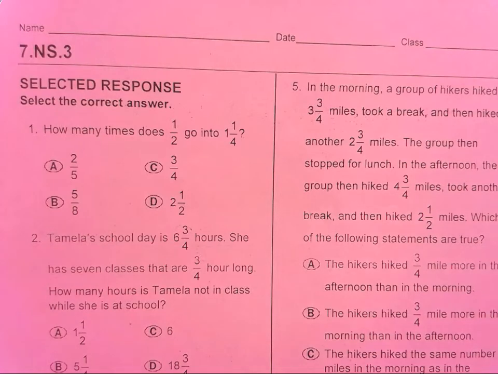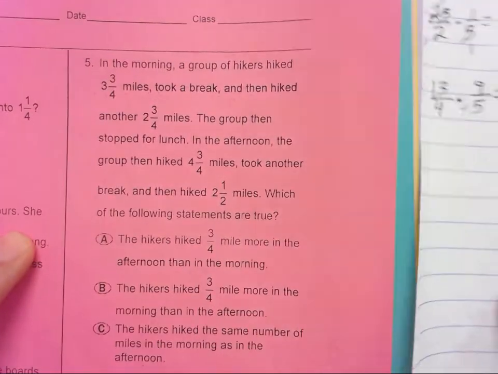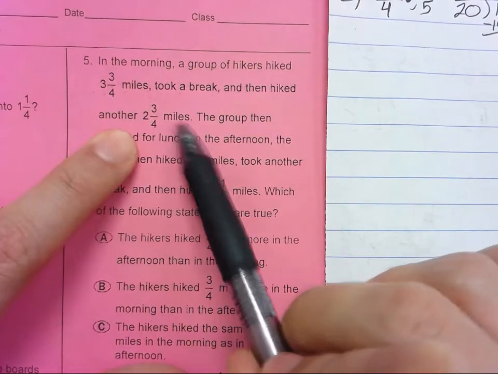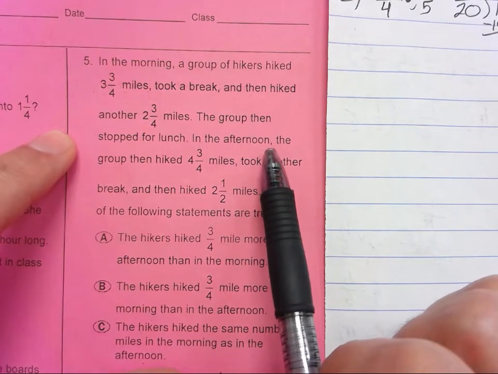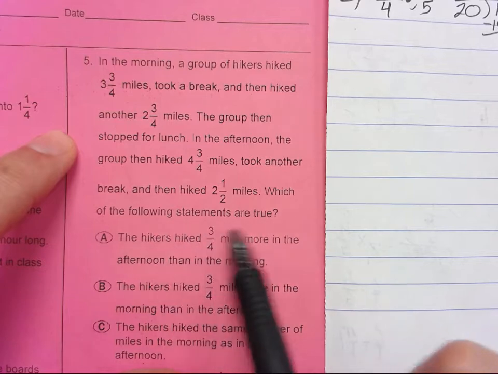All right, 7.NS.3, we're going to look at problem 5. In the morning, the hikers hiked this far, took a break, then hiked this far. The group then stopped for lunch. In the afternoon, the group hiked 4 3/4 miles, took a break, and then hiked this many. Which of the following statements are true?